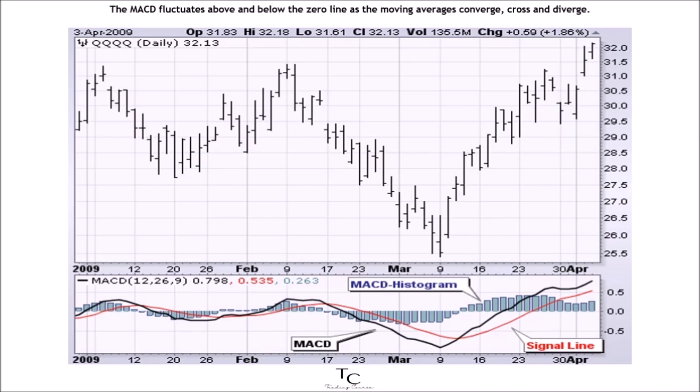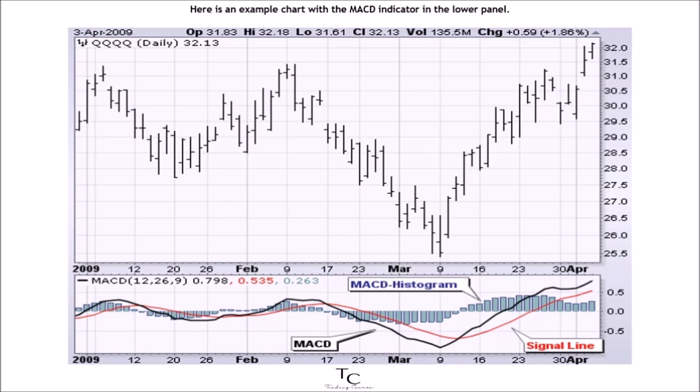The MACD fluctuates above and below the zero line as the moving averages converge, cross and diverge. Traders can look for signal line crossovers, center line crossovers and divergences to generate signals. Because the MACD is unbounded, it is not particularly useful for identifying overbought and oversold levels. Note that MACD can be pronounced as either "mac-dee" or "mack-dee".